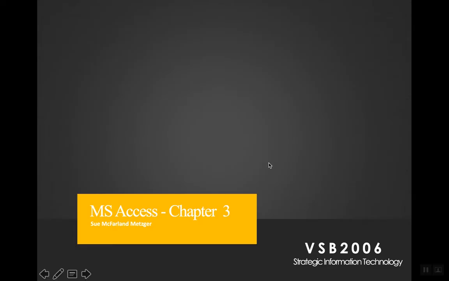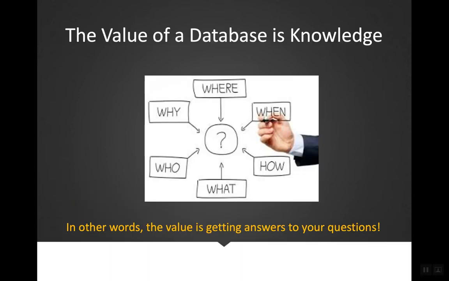Okay, so this is the third part, or third chapter, talking about Microsoft Access. We're going to be focused on how we get data out of the database. Right? So the value, I mean, why do we have databases? The value associated with a database is really the ability to turn data into information, capture information, organize it, analyze it, turn it into knowledge.